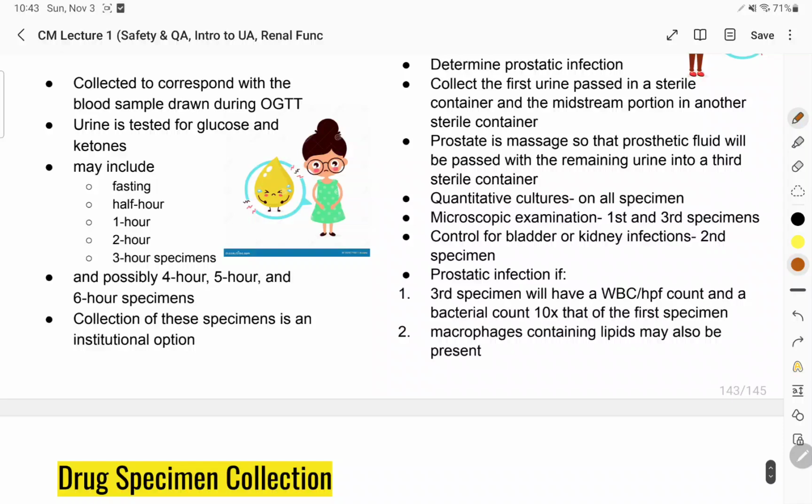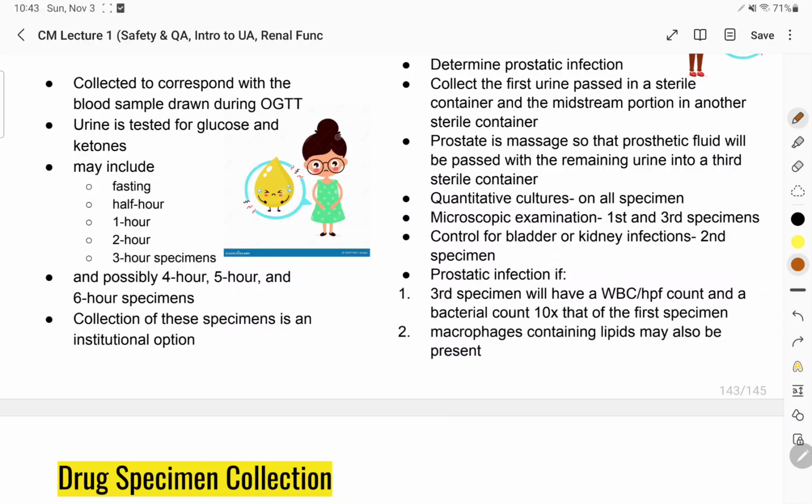Okay, so if you want to culture quantitatively, we use all specimens. For microscopic examination, we look at the first and the third, to compare them: the one before the prostate massage and the one after.